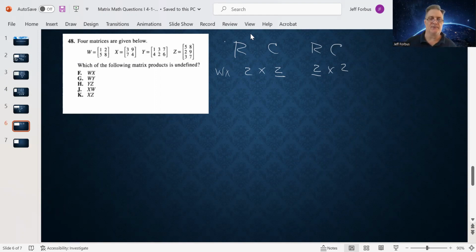So let's jump to K, X, and Z. So X is 2 rows by 2 columns. And Z is 3 rows by 2 columns. Now look at this number here and this number here. They're not the same. And since they're not the same, that's the one that's undefined. So our answer is K. Hopefully that's very clear for you.